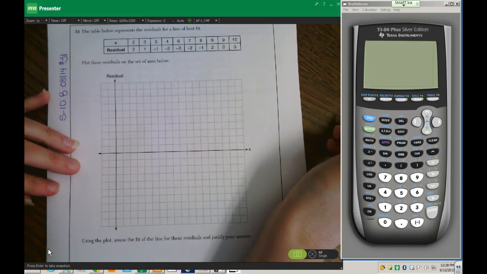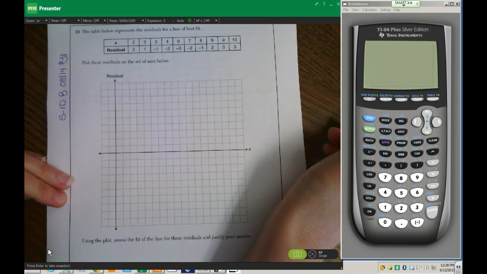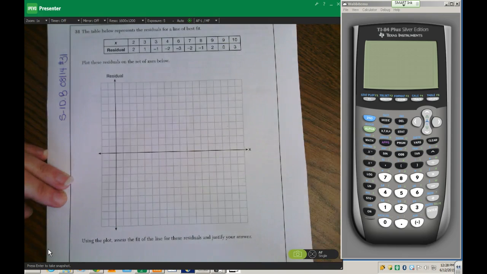Hi, this is Ms. Erig, and we're going to go over S-ID.B, Summarize, Represent, and Interpret Data on two categorical and quantitative variables. So let's look at this first one.